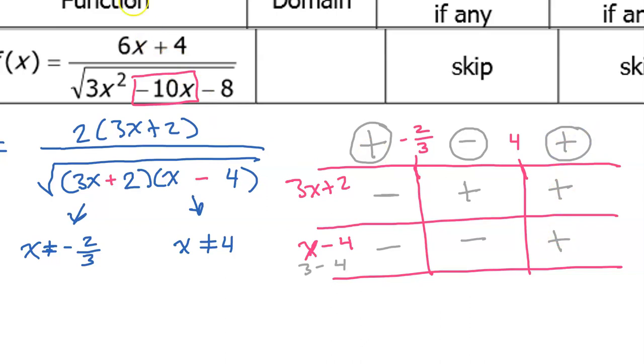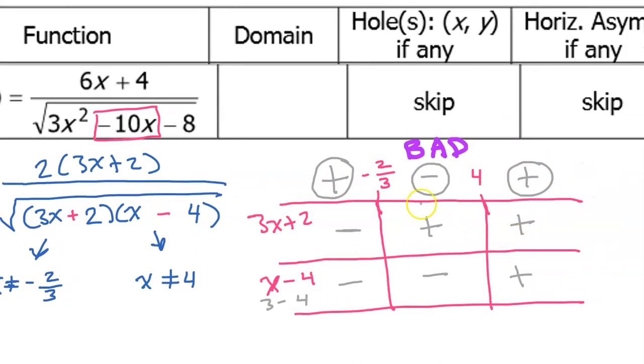So remember, the issue is we cannot take the square root of a negative number. So this middle interval is the bad one. We can't have a negative number. But the first and last intervals are okay. So that will be our domain. It's going to be okay from -infinity to -2/3, and then it'll be okay again from 4 to infinity, because that's where everything will be positive under the radical.